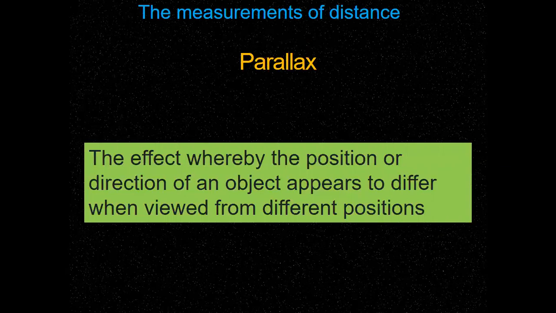Parallax can be observed in day-to-day life, and we can also observe parallax using star systems. When you're looking at the sky, you should be able to see the parallax if you're patient enough to observe the sky throughout the year. Parallax means the effect whereby the position or direction of an object appears to differ when viewed from different positions. Maybe some of you understood it, but maybe not, right?